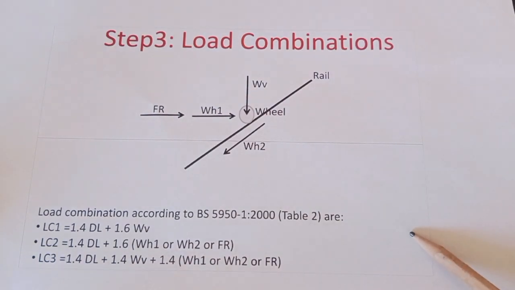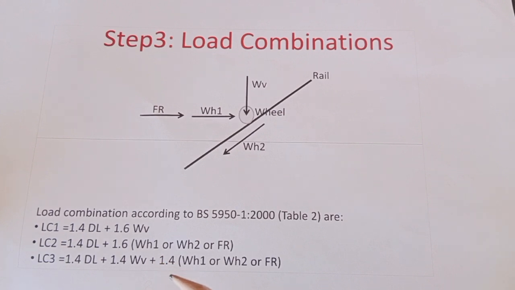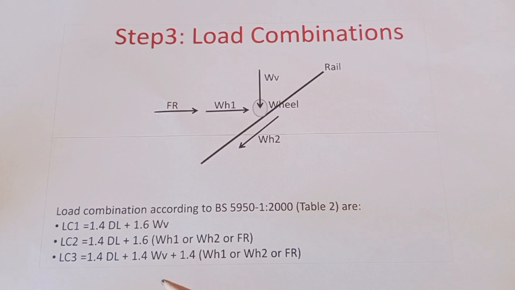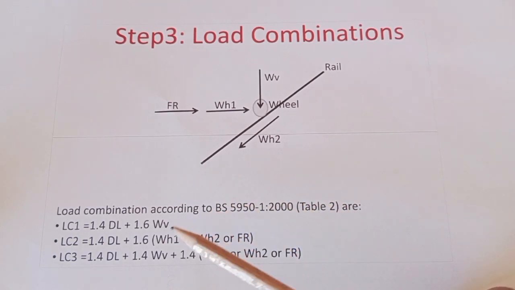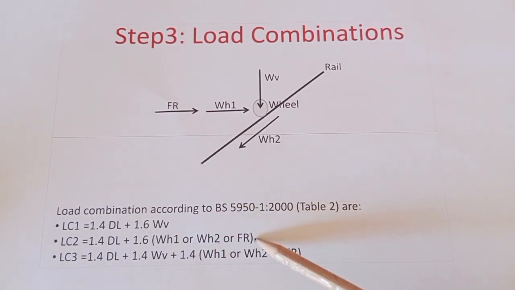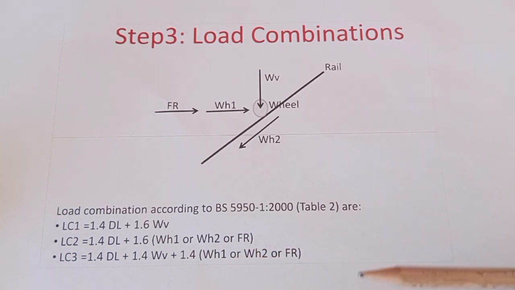So for load combinations for this one, we have LC1 1.4 DL plus 1.6 WV, 1.4 DL plus 1.6 WH1 that we had as surge or just inertial loads, or WH2 or crabbing load. And same for load combination 3, 1.4 DL plus 1.4 WV plus 1.4 WH1, WH2 or FR. It is just or. We never combine horizontal load in one combination.